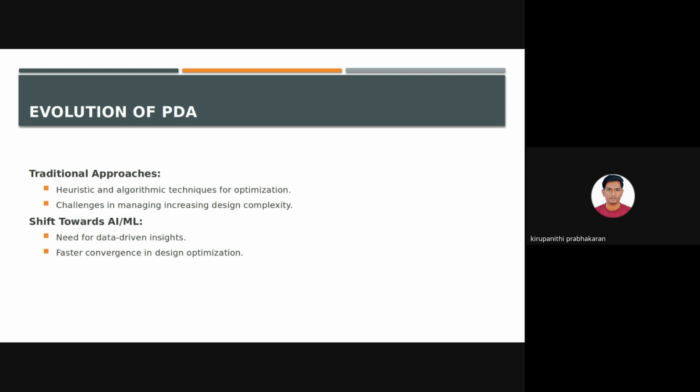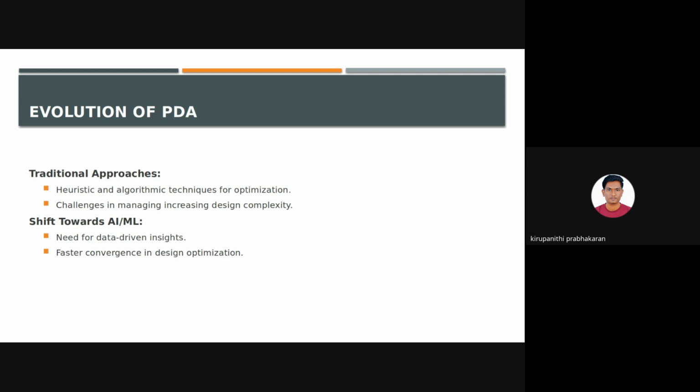The need for data-driven insights. Modern chip designs generate a massive amount of data at every stage of the design process. AI and ML can analyze this data to extract valuable insights. Example, prediction model. ML can analyze placement data to predict areas likely to experience routing congestion and suggest preventive measures. Earlier identification of design issues reduces iteration and it will improve the efficiency.